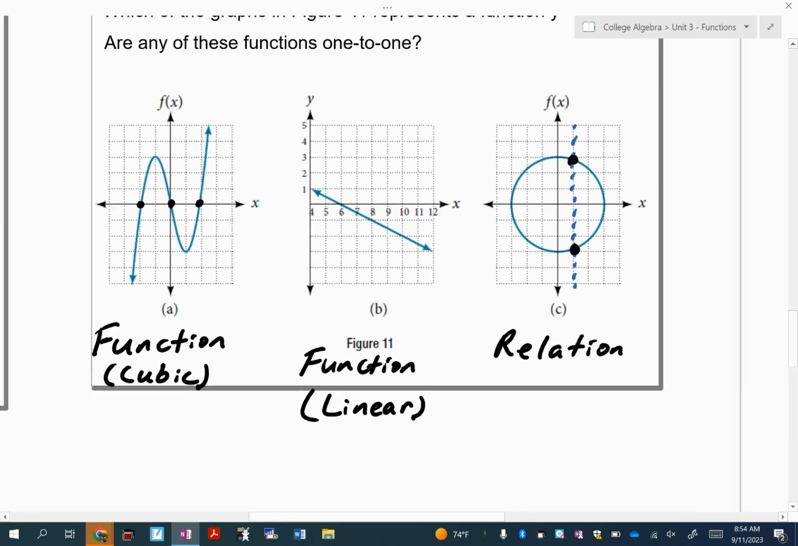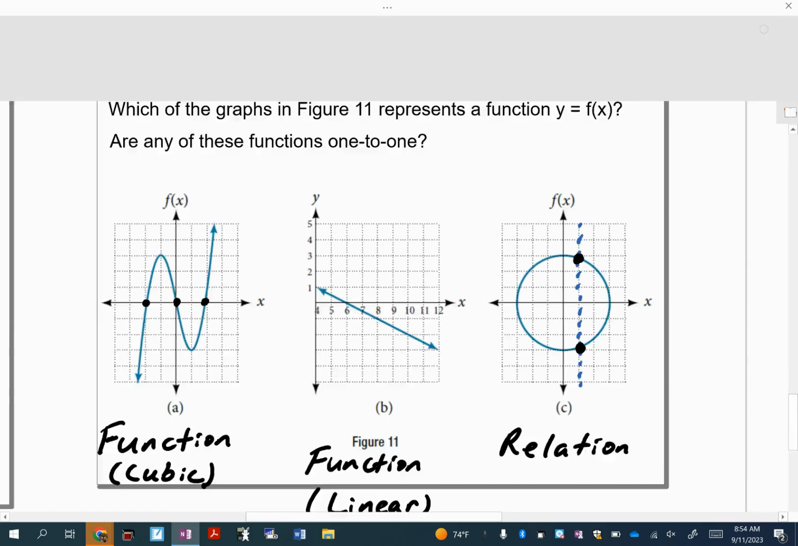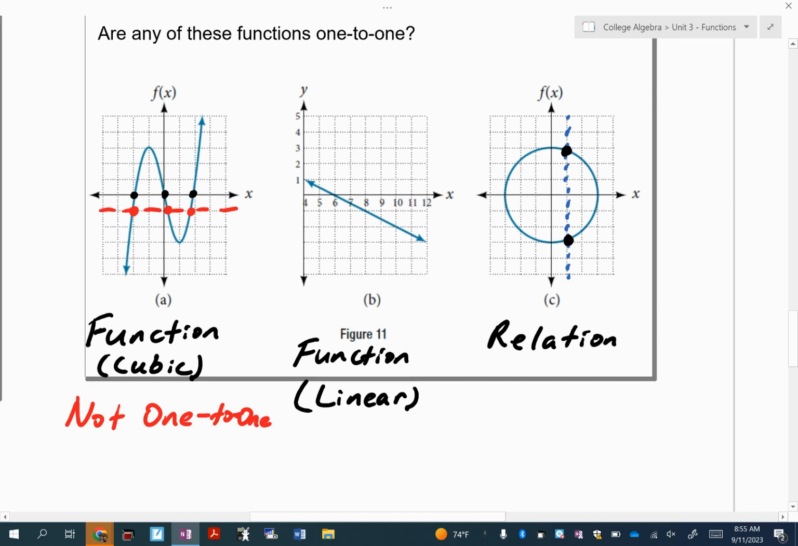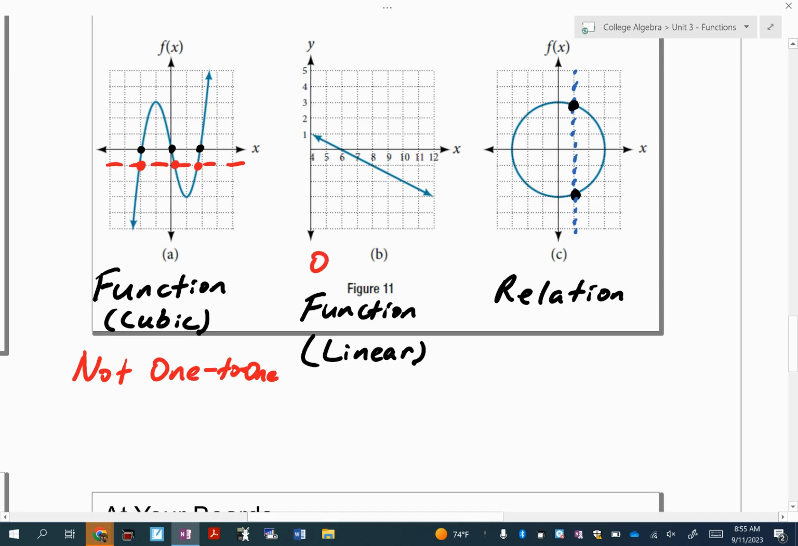All right, now the last thing is, are any of these functions one-to-one? So if I go to my first two, which are the only ones that were functions, you'll see that there are many places where it hits 3 different times on the horizontal line test. They already passed the vertical line test. This is going to fail the horizontal line test, so it's not one-to-one. It's still a function, right? But it's not one-to-one. And then with this one, this linear function actually does pass the horizontal line test. It never has a horizontal line that hits more than 1 point. So yes, this one is one-to-one.